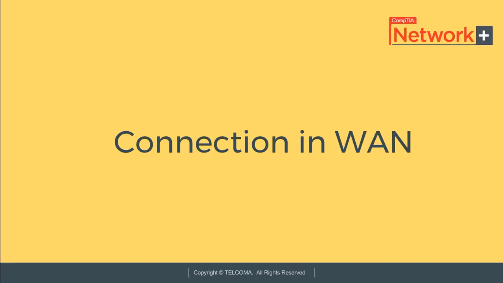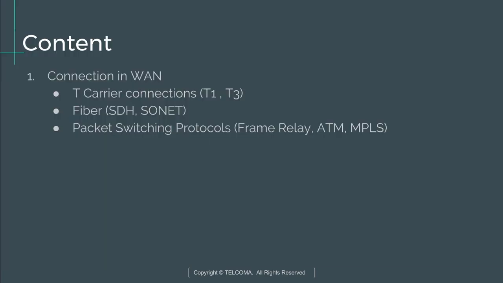Hello, today we are going to discuss connections in WANs, the connections which are used in a wide area network to connect devices. Here we will learn about the T carrier connections like T1 and T3 lines, the fiber standards SDH and SONET, and the packet switching protocols like Frame Relay, X.25, ATM and MPLS. So let's discuss these in detail.